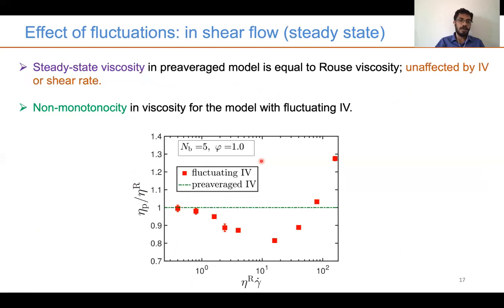I have already shown data for the steady shear viscometric predictions of the fluctuating IV model, but I'm showing it again here to emphasize its difference from the pre-average IV case. While the fluctuating IV case predicts a non-monotonous variation in the viscosity, the pre-average IV case predicts a constant value of the viscosity, which is equal to the Rouse viscosity, at all values of the shear rate considered and is independent of the internal viscosity parameter.